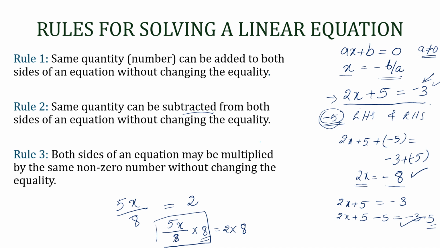Here this 8 and 8 will get cancelled because 8 is in the numerator and denominator also. So we can simply cancel it. We will get 5x is equal to 16, since 2 into 8 is 16. So 5x by 8 is equal to 2 and 5x is equal to 16 have the same value.